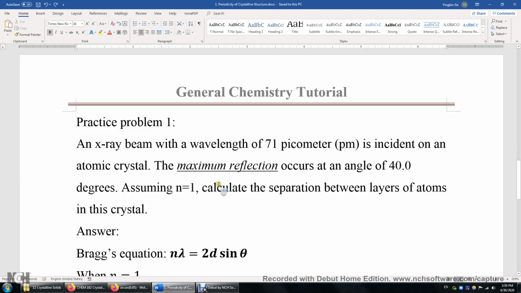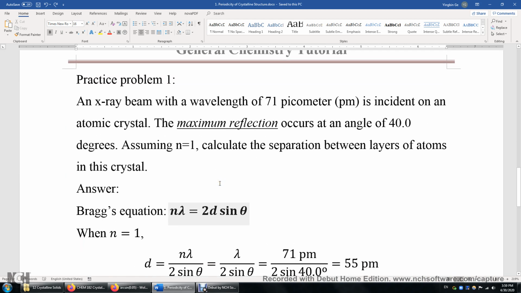All right, so we're going to use this equation to compute the distance between two layers of atoms in a crystal. First, practice problem. An X-ray beam with a wavelength of 71 picometer, PM. Picometer is 10 to the power of negative 12 meter.